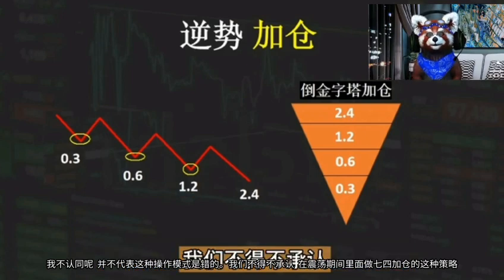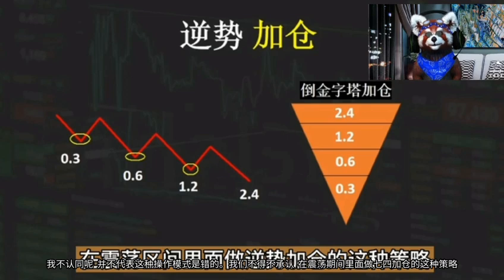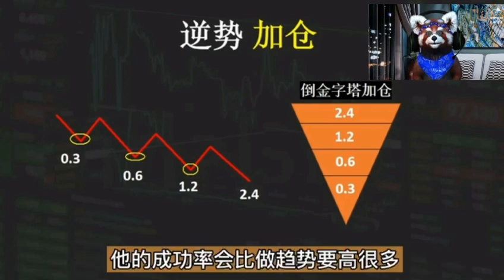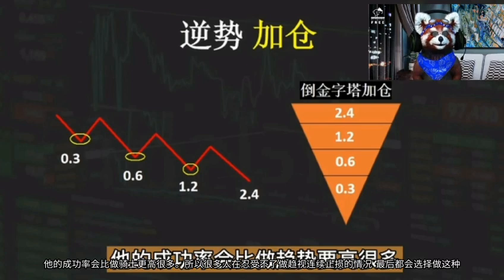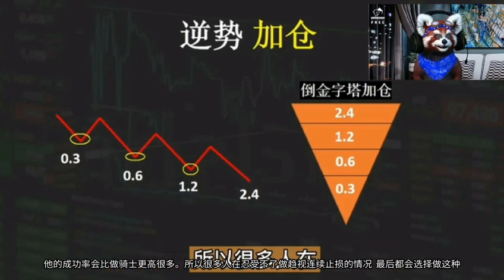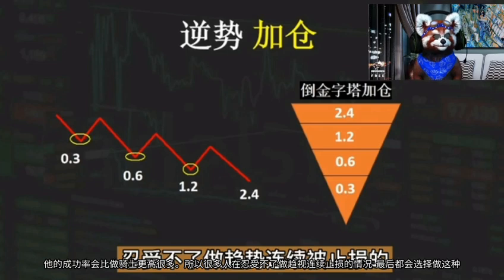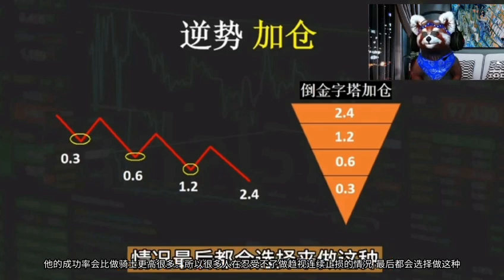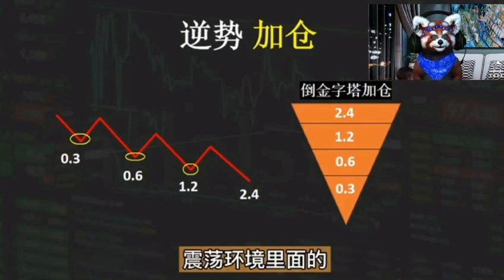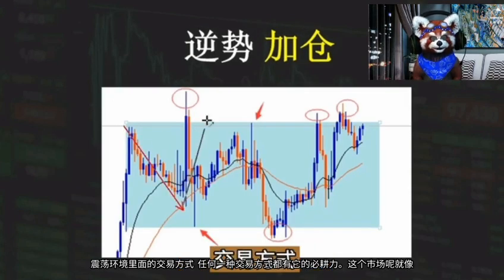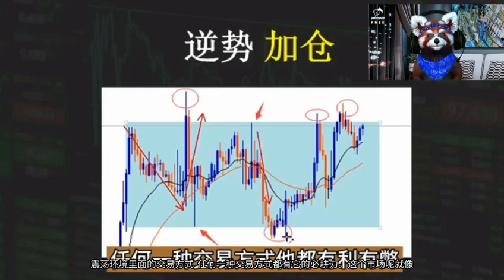We have to admit that during the shock period, the strategy of adding positions on July 4th was implemented. His success rate will be much higher than being a knight. So many people, when they can't tolerate the situation of continuous stop loss, will eventually choose to do this kind of thing. In a volatile environment, any trading method has its inherent strength.